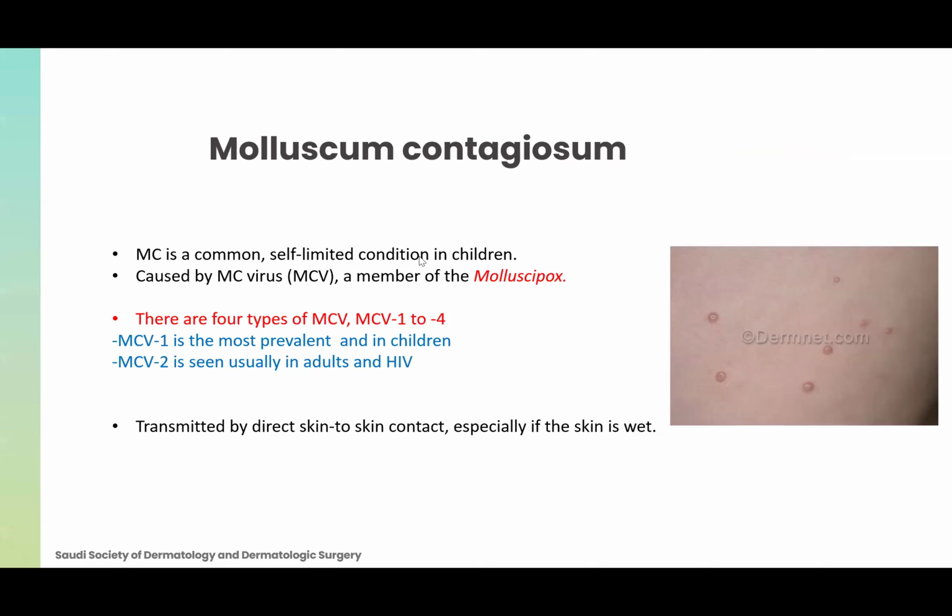Moving to molluscum. Molluscum is a common self-limited condition in children caused by the molluscum virus, which is a member of the pox family. We have four types of molluscum. Type number one is the most common and most prevalent in children. Type two is usually seen in adults and HIV patients. Also, it's worth mentioning that molluscum is transmitted by direct skin-to-skin contact, especially in very wet skin.